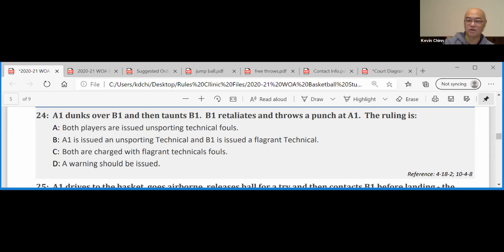As long as you can see it, I've seen this happen a lot. A1 dunks over B1, and B1, just because of the force of the dunk, kind of falls to the ground, no contact, and then A1 stands there and gives him the Hulk-type expression, or straddles him and stares him down for half a sec. That's a taunt.